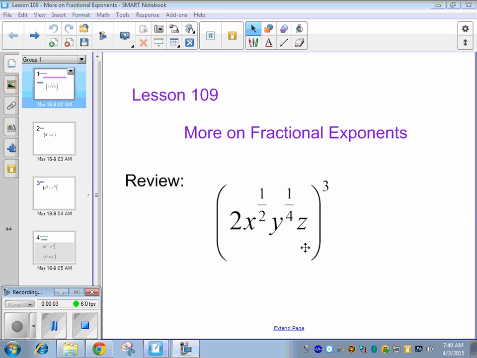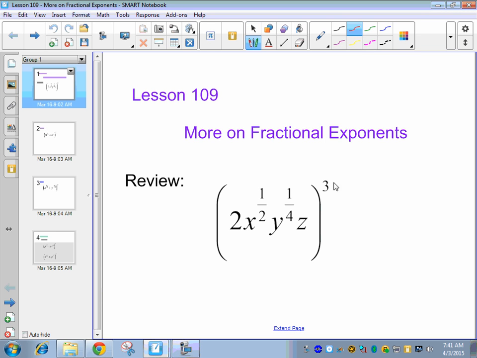The first one's kind of a review. You guys kind of know how to do this. So we've got 2, and then x to the 1/2, y to the 1/4, and then z cubed. All right. No plus or minus signs inside the parentheses. So what does the 3 on the outside do to every exponent on the inside? It multiplies.